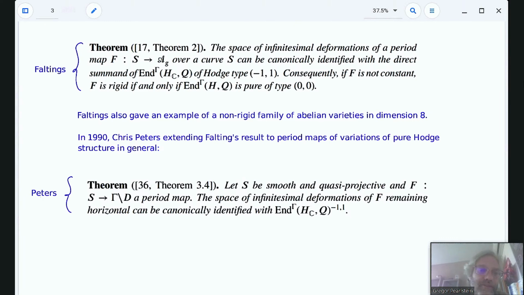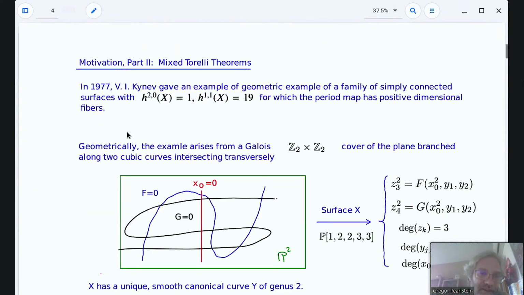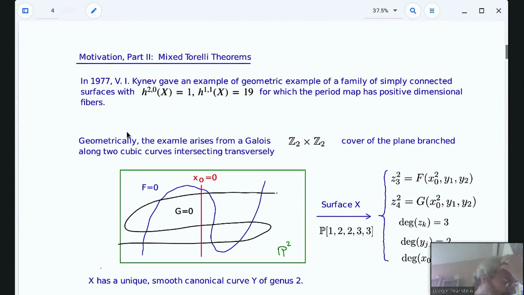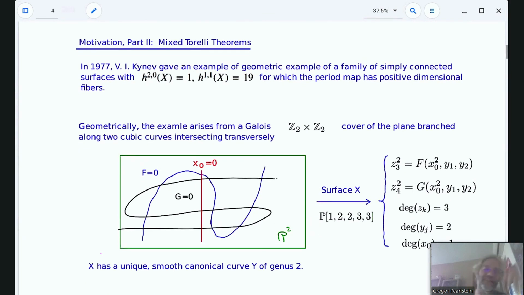So now the motivation is certain mixed Torelli theorems. On the one hand, another thing that we know is that for curves we have these Torelli theorems, and the same for abelian varieties, K3 surfaces, and hypersurfaces of sufficiently high degree in projective space or weighted projective space. A long time ago, you can see the year is 1977, though of course the question was a bit earlier than that.